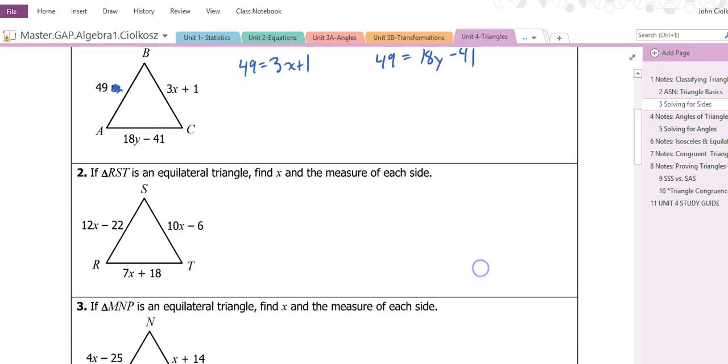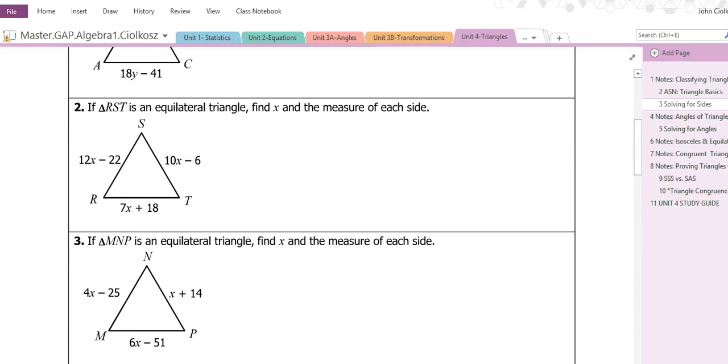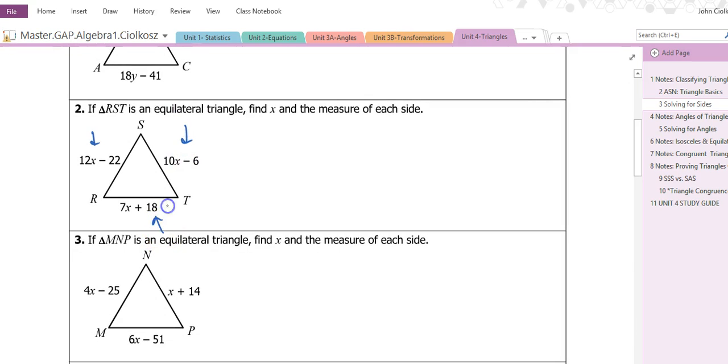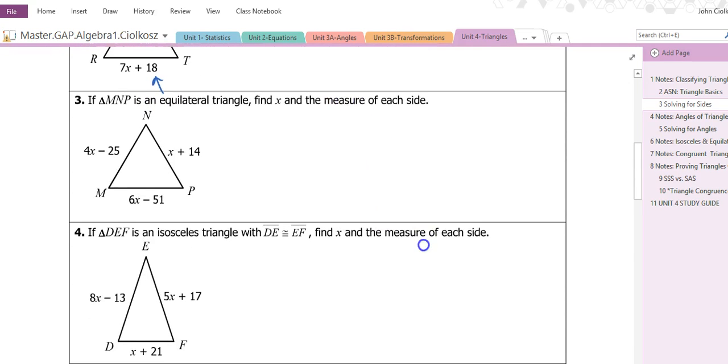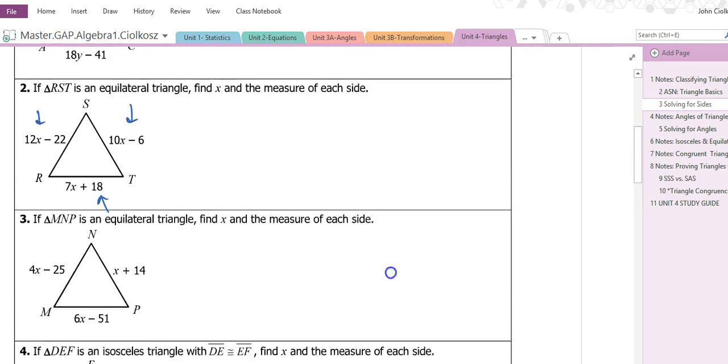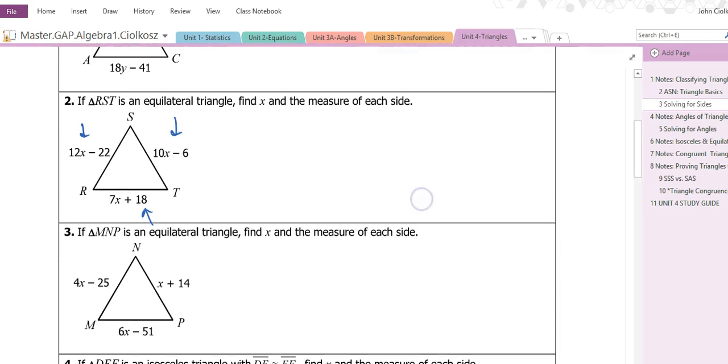And solve. Equilateral again, so I'd start with this equal to this, or 7 equal to this. They all got x. Now to find the measure of each side for these next two, so let's say I got x is equal to 2. What I would then do is plug it back in. So I'd plug it in here, 10 times 2 is 20, minus 6, that'd give me this is 14.